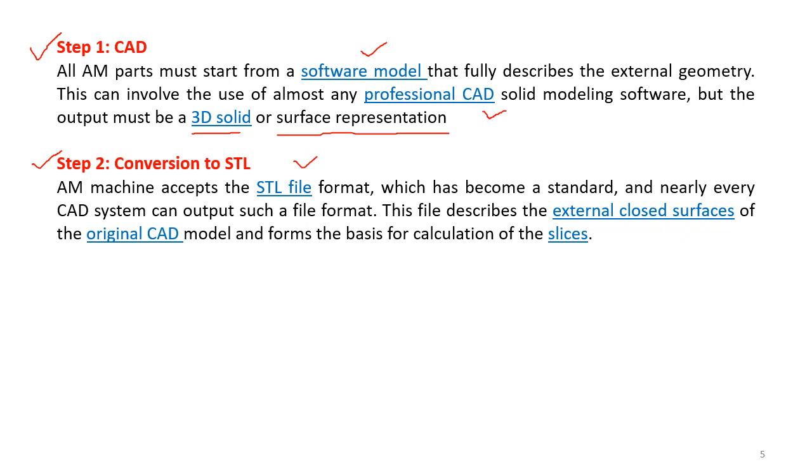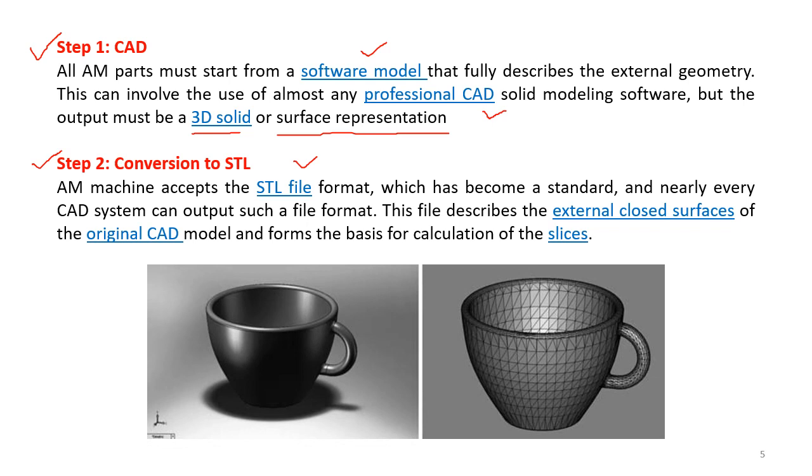This file describes the external closed surfaces of the original CAD model and forms the basis for calculating the requirement for slicing. Here is a pictorial representation of a coffee mug done on a CAD model, that is, on CATIA. Next it is converted into meshes. Here there is a triangular type of meshing taking place, and each layer is getting sliced. You can see the slicing of the layers of this coffee mug, and there are a number of nodes which are getting connected with the elements. This is needed for the machine setup for building, or for the orientation for machine building or tool movement.